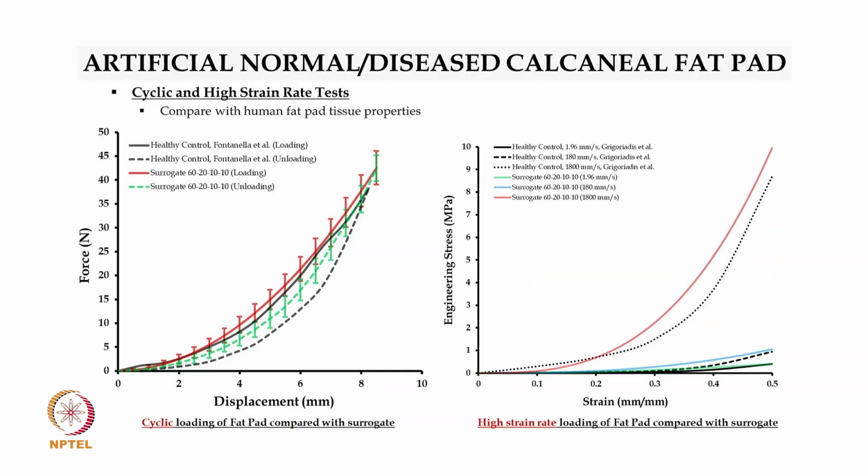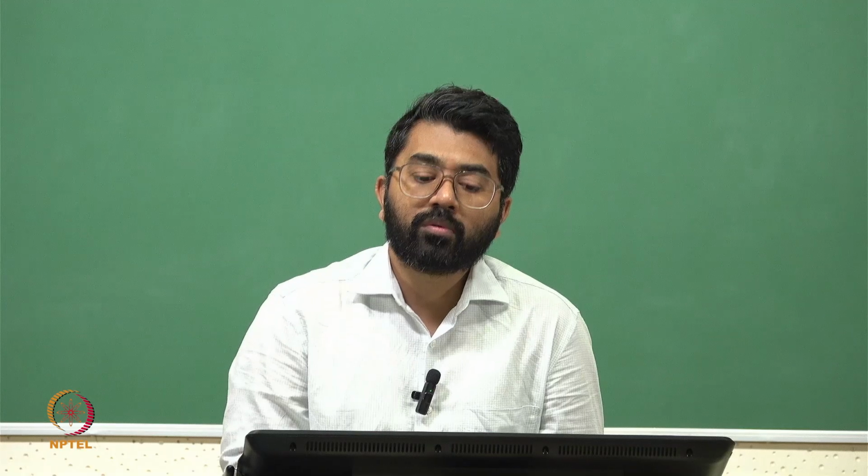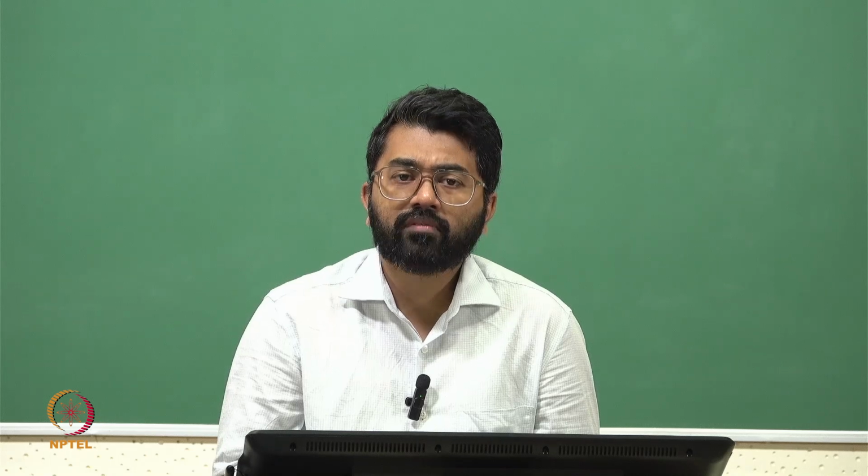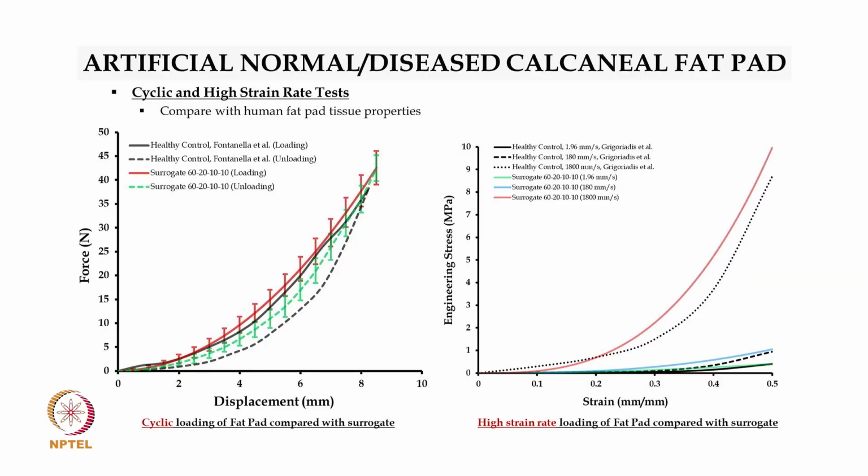So the black dark line is for the 1.96 millimeters per second strain rate, and the green one, our surrogate composition or simulant composition, was very close, almost like an overlap, right? Similar with the dashed lines at 180 millimeters per second, and also the blue line was able to capture it. When you went to 1800 millimeters per second, the dotted line, which is the value from the literature, was not very far, right?